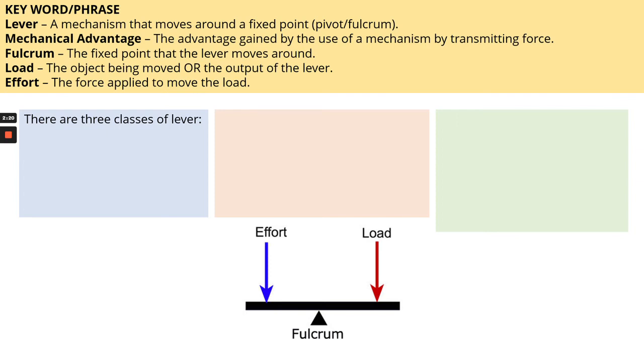So a first class lever always has the fulcrum in the middle. A second class lever always has the load in the middle. And a third class lever always has the effort in the middle. If you can remember 1, 2, 3, FLE, you can work out any lever. So there is a little highlighted section on your page. Make sure you complete the chant. 1, 2, 3, FLE. Fantastic.